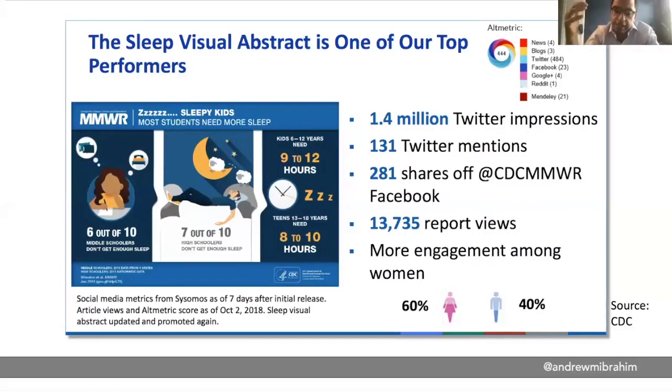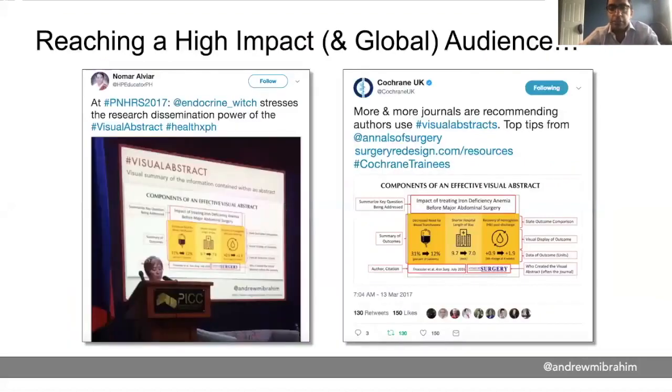So I thought, like, how big can this really go? What is the scale of a visual abstract? So this was the first visual abstract the CDC created about whether or not kids get enough sleep. And within 7 days, it got seen 1.4 million times. And the report had been downloaded over 13,000 times. Quite remarkable to realize that for information that's so important to public health, creating this simple visual actually went a long way to disseminating important health information.